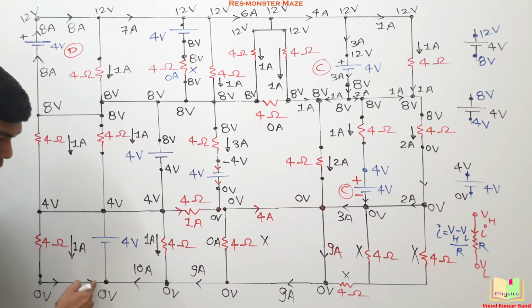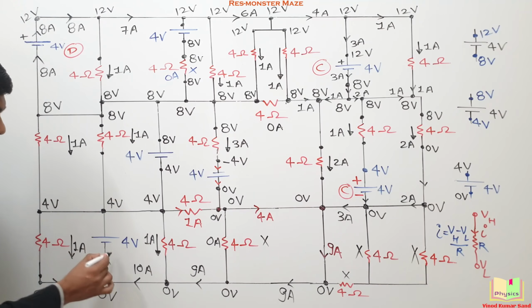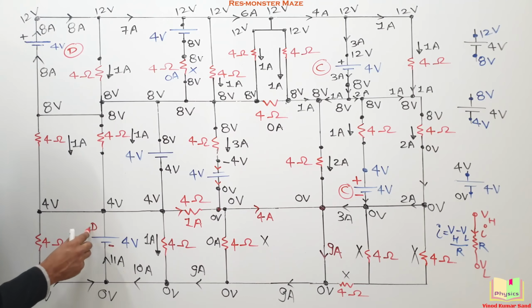For this junction, 1 ampere plus 10 ampere. It means the outgoing here should be 11 ampere. This battery is getting discharged. The current here is leaving the positive terminal of the battery and entering into the negative terminal. Current here is 11 ampere.